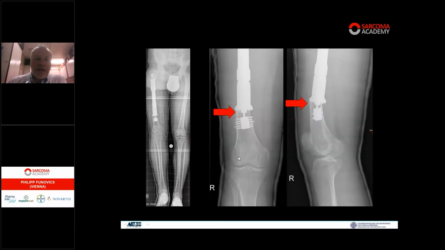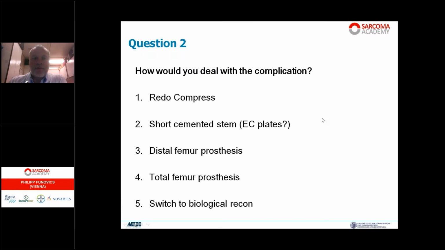And here is case A. After a fall, he presented with this bending of the spindle, and the base plate getting ripped off the bone. So we had to revise. And my question now is, how would you deal with that kind of complication?